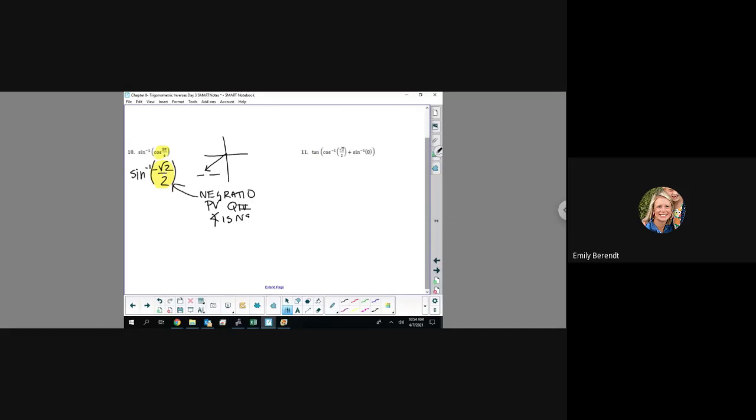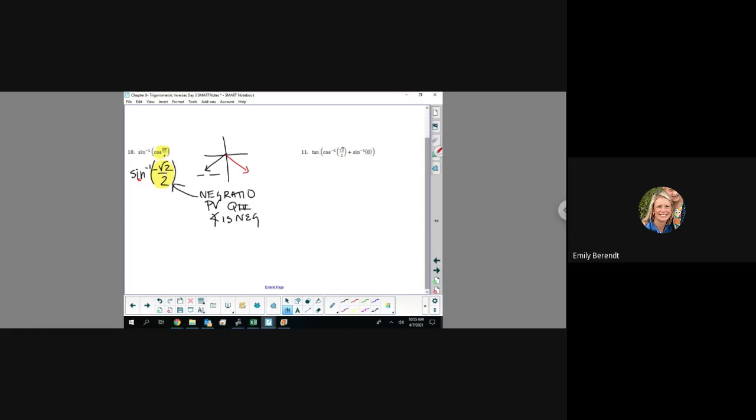Angle is negative. So this is everything that your brain should be thinking. This isn't stuff that you have to write down on your worksheet or whatever, but this is stuff your brain should be processing. Inverse sine of a negative ratio. I need to go into quadrant 4. And I need the angle in quadrant 4 that has a sine, a y, of root 2 over 2. What angle in quadrant 4?